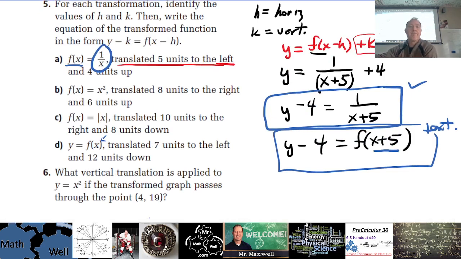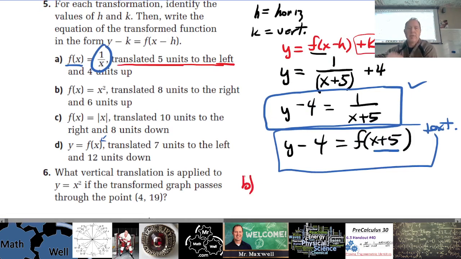So let's do B now. Let's do B. So B in red. So if we have x squared as our actual function. Sorry, question?